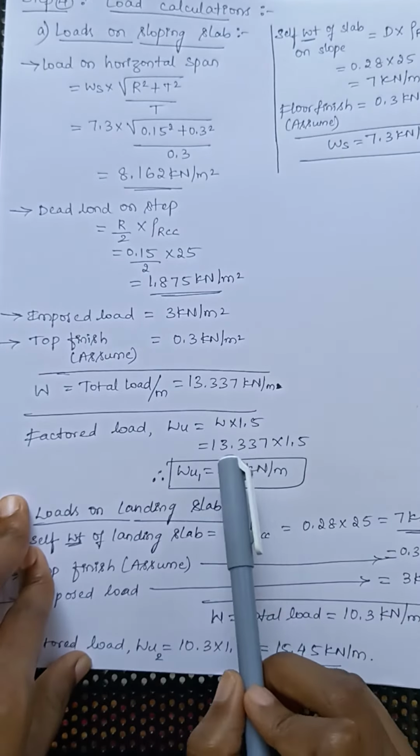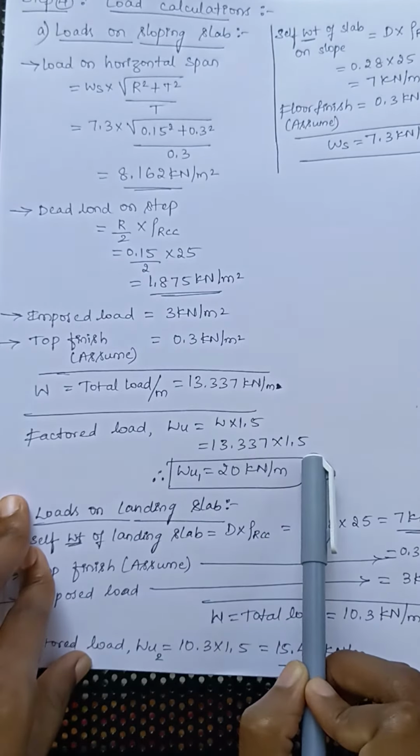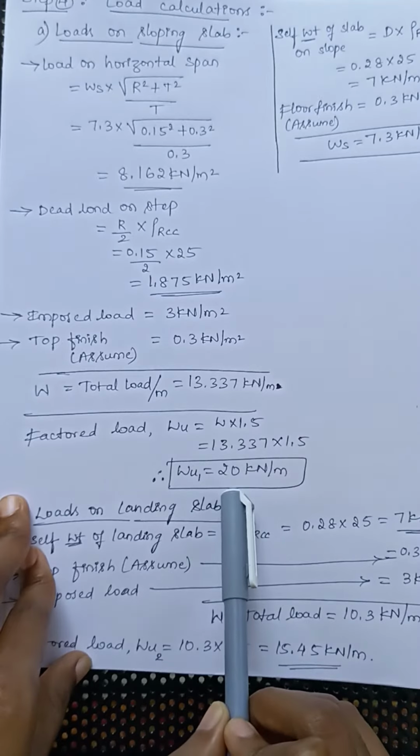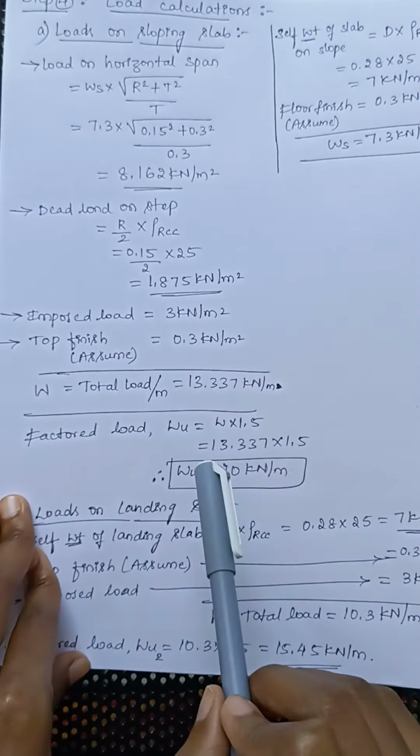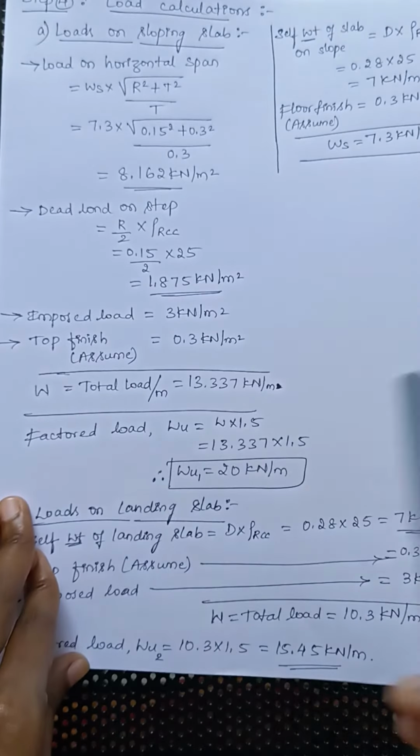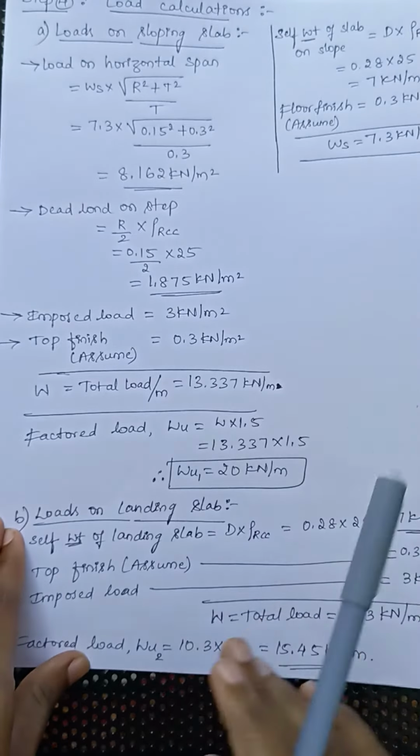The working load is 13.337. Multiply that with 1.5, you get a value of 20 kilonewton per meter. So this value gives you the factored load which is acting on the sloping side of the slab. So that completes the first part of the calculation. Let us move to the second part.